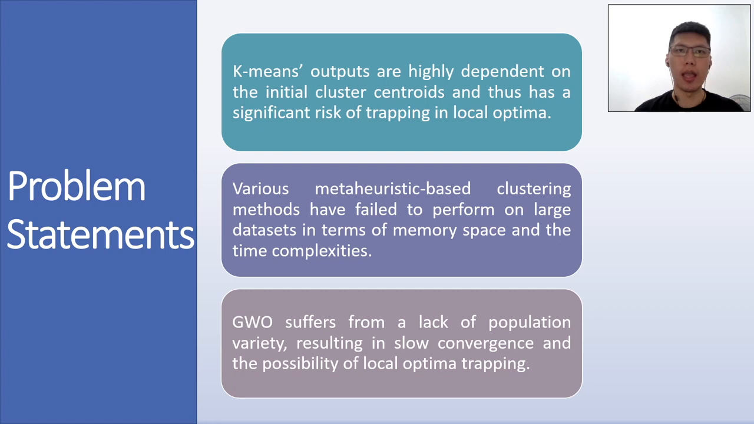Last problem statement. Based on various research, Grey Wolf Optimizer, commonly known as GWO, has outperformed existing meta-heuristic algorithms, namely particle swarm optimization, evolution strategies, gravitational search algorithm, and so on. Although GWO has been widely used in a number of applications in the last 3 years, GWO has a limitation of lack of population diversity, which results in slow convergence rate and risk of trapping in local optima.